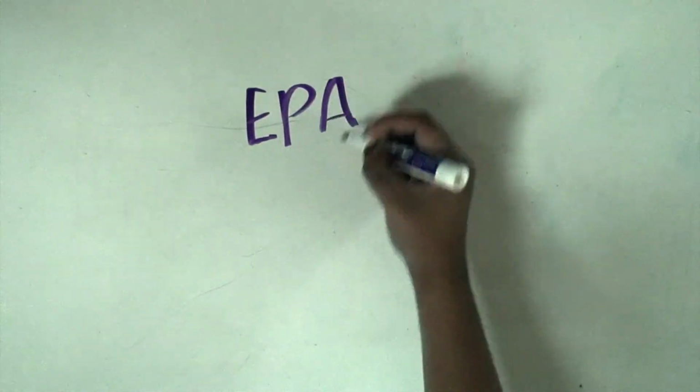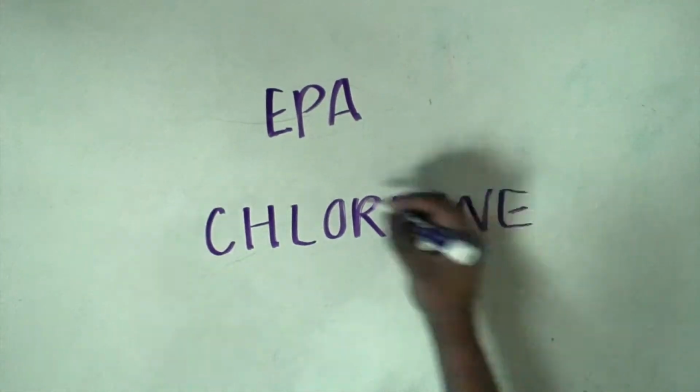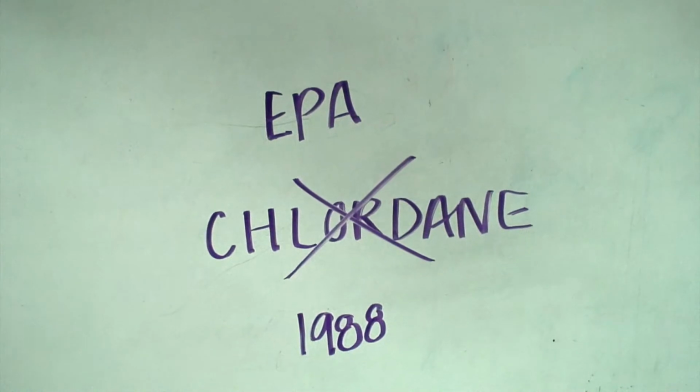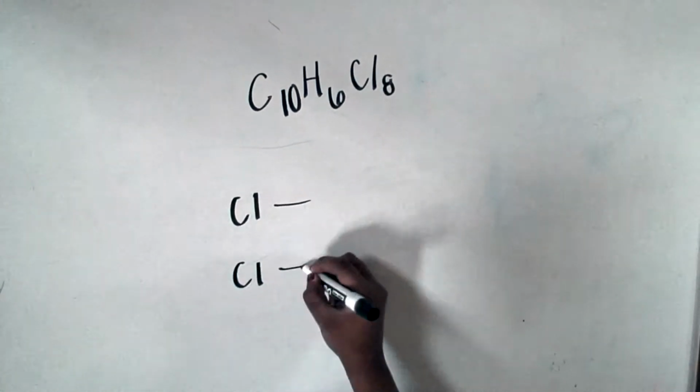The EPA banned chlordane from the United States in 1988, but between 1983 and 1988, the only approved use of chlordane was inside the home for termite control. The pesticide was only applied underground.